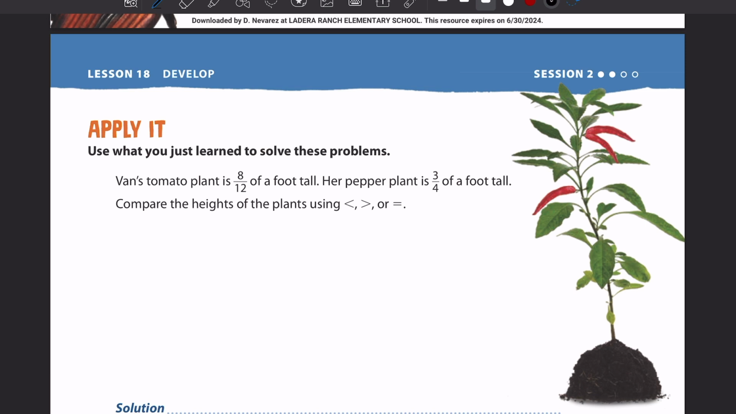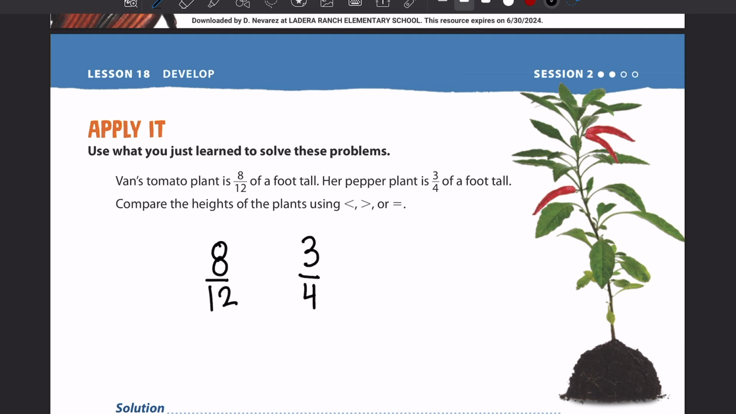So let's look right here. It says Van's tomato plant is 8/12 of a foot tall. Her pepper plant is 3/4 of a foot tall. Compare the heights of the plants using less than, greater than, or equal to. So we have our first plant, which is going to be 8/12. And we have our second plant, which is going to be 3 over 4. Now, we can't really see right now which one is greater, or even if they might be equal.